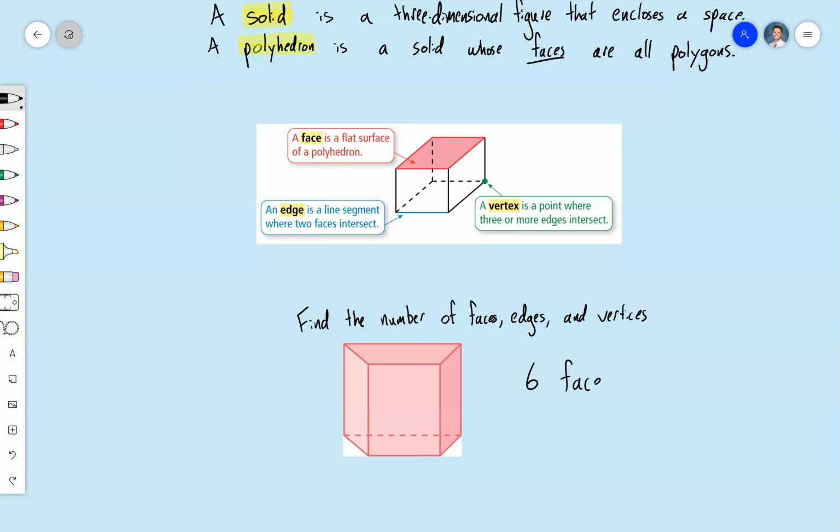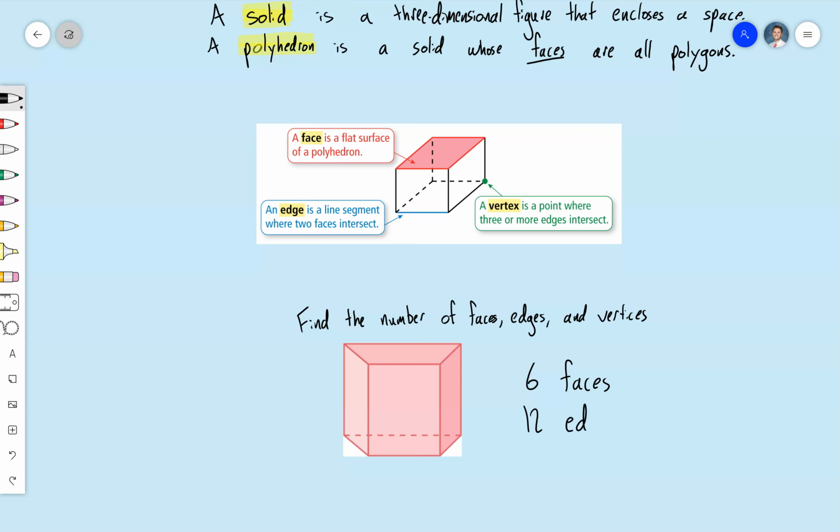Now remember, edges are the line segments where two faces intersect. So we can see we've got one edge here, 2, 3, 4, 5, 6, 7, 8, 9, 10, 11, and 12. So we have 12 edges on this figure, on this polyhedron.